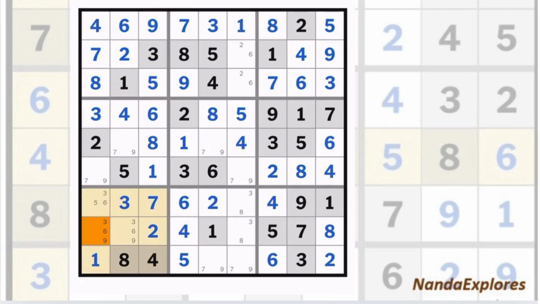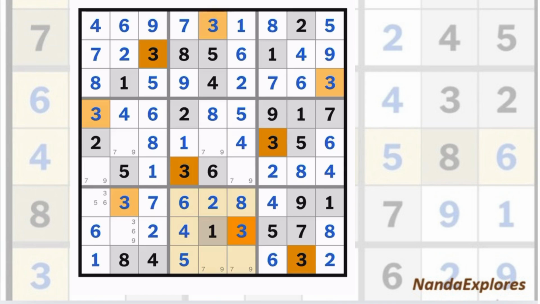So since 6 is not available, this is the cell where 6 is unique, so we have a 6 here. That means this is a 2 and this is a 6. So we don't have 8 here, 8 here. So this is a cell where 8 is unique. So in this case, this becomes a 3.